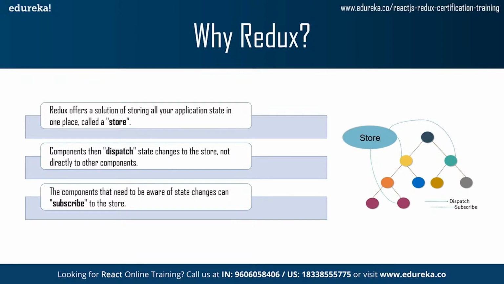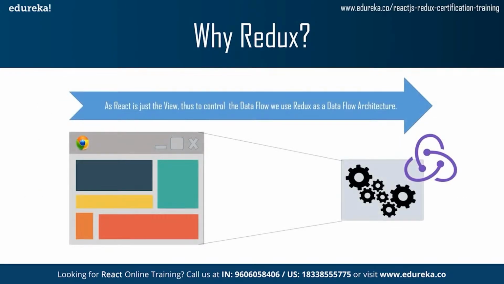So we can sum it up into points: Redux offers a solution of storing all your application state in one place called a store. Components then dispatch state changes to the store, not directly to other components, and then the components that need to be aware of state changes can subscribe to the store. Redux helps you manage global state, that is, the state that is needed across many parts of your application. Redux separates the application data and business logic into its own container in order to let React manage just the view. React gives only the view in the MVC model, where MVC stands for model, view, and controller.